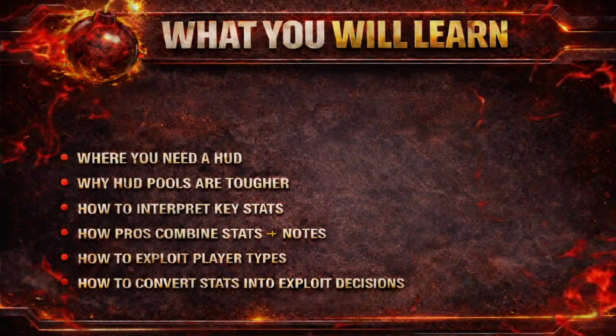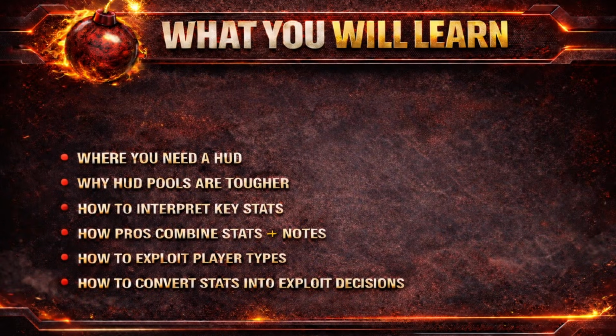Let's clarify what we'll cover today. First, where you actually need a HUD. Second, why HUD pools are tougher. Third, how to correctly interpret key stats. Fourth, how professionals combine stats with nodes. Fifth, how to exploit player types. And finally, how to convert numbers into real exploit decisions. This is not a beginner overview, this is about thinking like a professional.